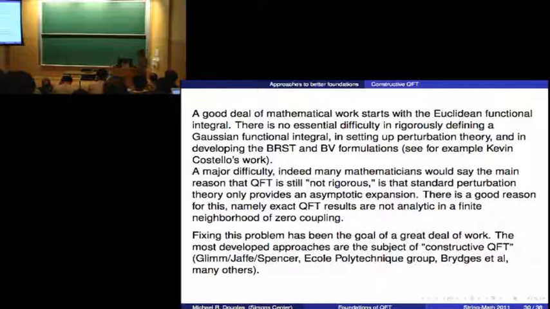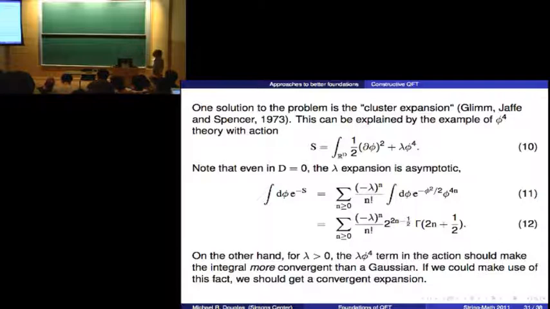And they came up with a solution, which is called the cluster expansion. And I'll briefly explain the idea. Where the problem comes from is the large field regime. So here's a zero-dimensional integral over a single real variable phi for phi-4 theory. And it has an asymptotic expansion, just like field theory. But there's something wrong here, because the interaction term, which seems to be making the expansion so badly behaved, actually makes the integrand converge much better than the free theory. The problem is it does this if lambda is positive, and it doesn't do it if lambda is negative. So it's this non-analyticity that leads to the problem.